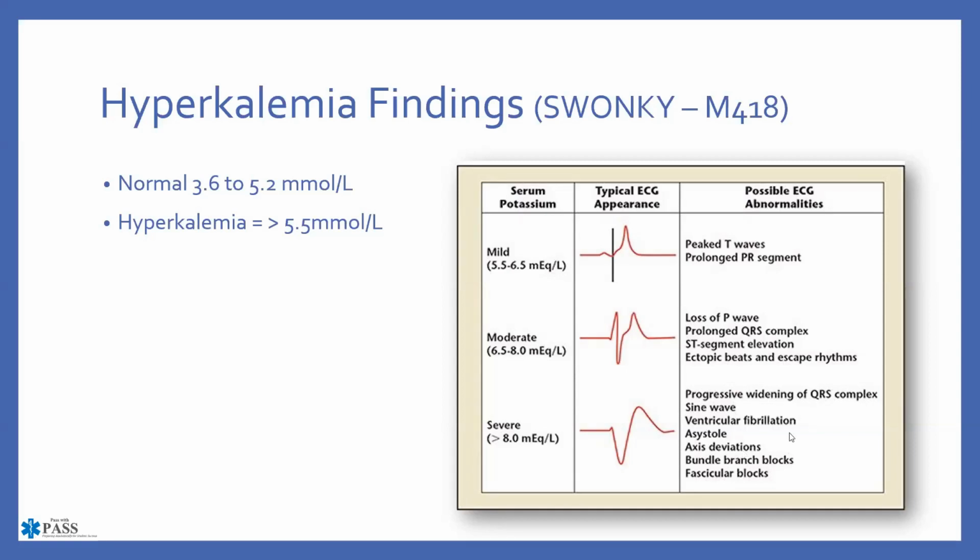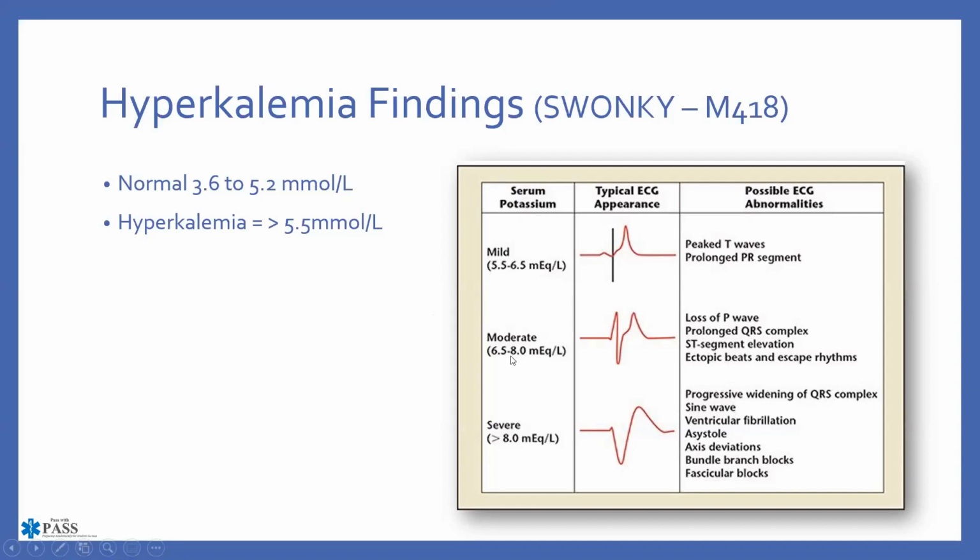If you look here in the center column, the typical ECG appearance, if they have a potassium finding of somewhere around 5.5 to 6.5, you're going to end up getting these tall peaked T waves. All right. And you may have a prolonged PR segment. This PR interval is going to get longer, and then they're going to end up having a tall peaked T wave. And that's what we all learned about in basic education from paramedicine.